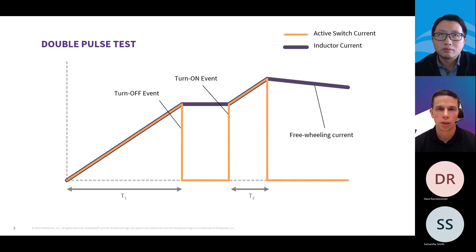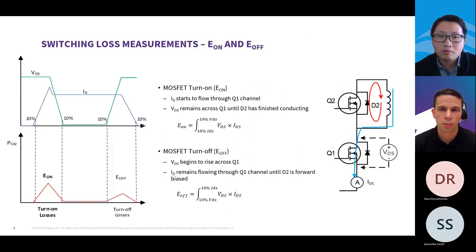Then you can turn that lower device back on again, and the current will be very close to where it was left off because it was just circulating through the inductor during the off time. You can then measure a turn on event with that amount of current in the switch. You can run this test at different current levels, with different gate resistances, different bus voltages. So it really allows you to build up a good understanding of how the device switches across a wide range of operating conditions.